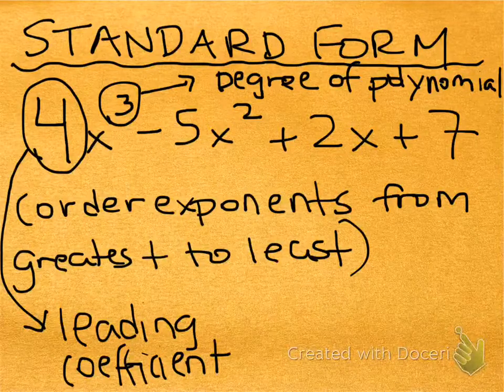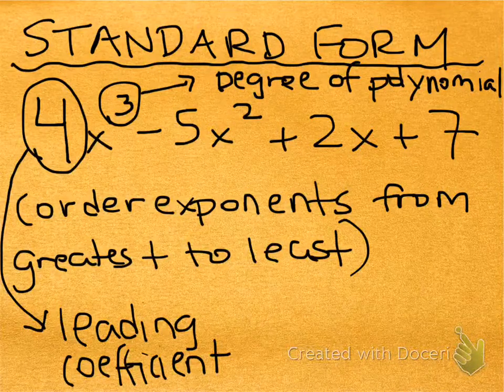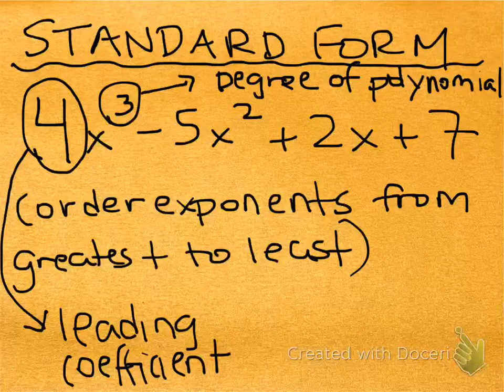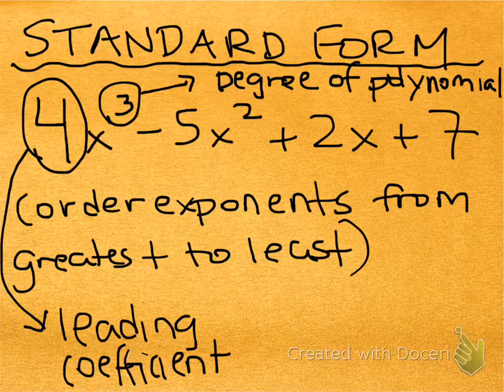Then we have what's called standard form, which is basically putting the exponents in order from greatest to least. And after they are in order, you can decide what the leading coefficient is. A coefficient is the number in front of the variable, and the leading one would be, after you put it in order, the first one. So in this case I put 4 is the leading coefficient, and 3 is the degree of the polynomial. Since it has 4 terms, we would just call it a polynomial, so we would say third degree polynomial.